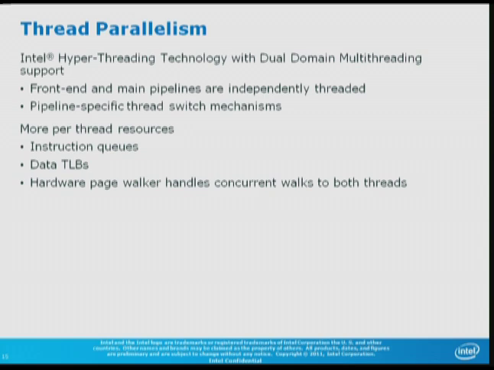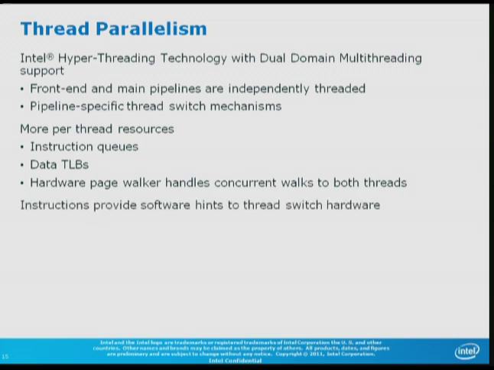And this works well with our dual domain multi-threading because now our front-end pipeline can focus on keeping those instruction buffers for each thread as full as possible, so that when the back-end pipeline switches, there will always be instructions for it to execute in the instruction buffer and it doesn't have to go all the way back through the instruction fetch. Our data TLBs used to be shared between threads, and now we have separate copies per thread, which is effectively double the size of our first and second level data TLBs. And our hardware page walker has been redesigned to allow concurrent access for both threads on page walks.